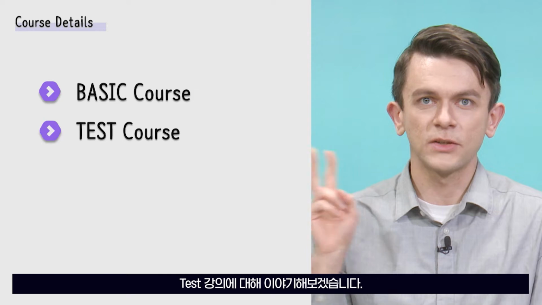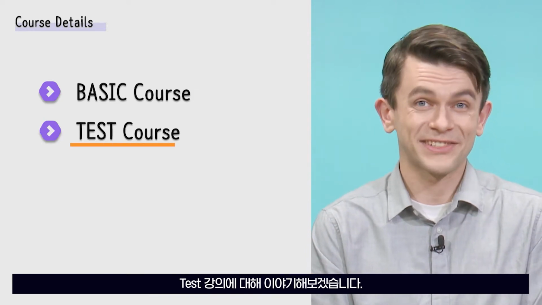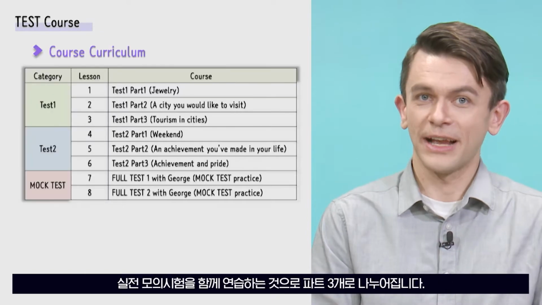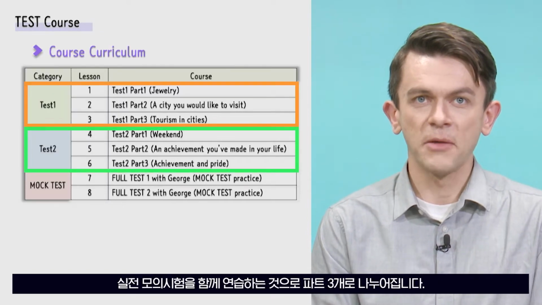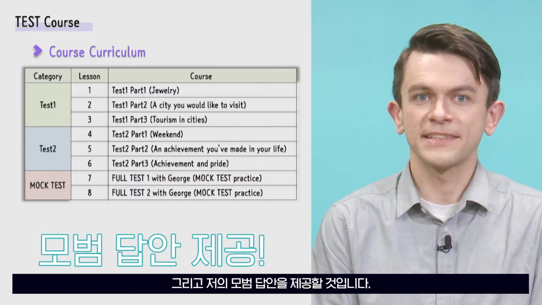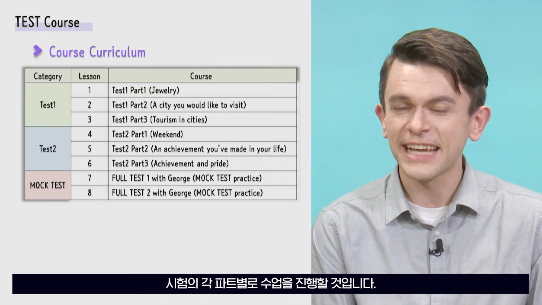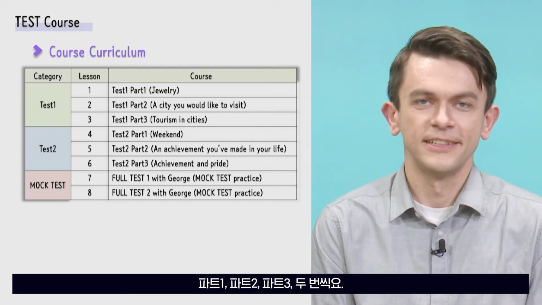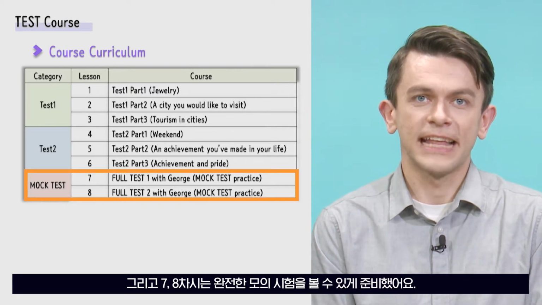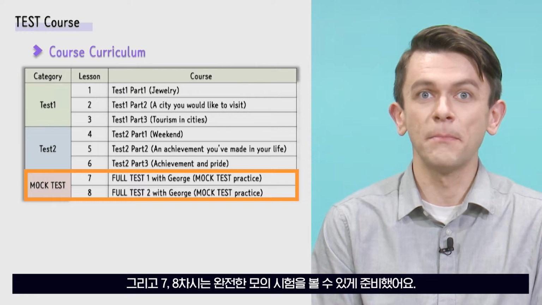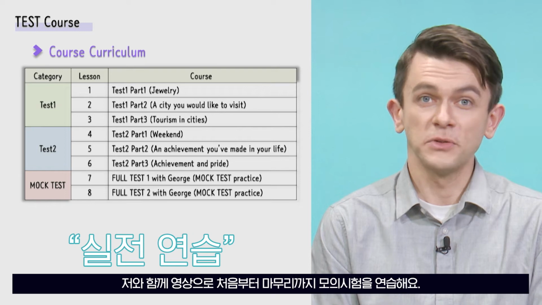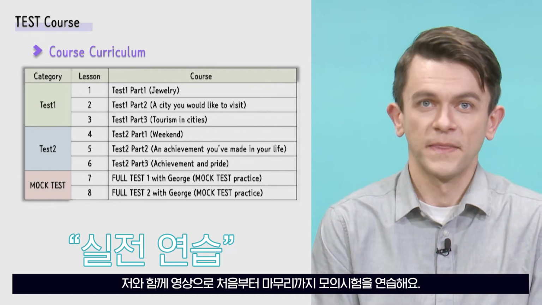Let's talk about the second course that we have, which is our test course. So here's where we really start looking at the test in detail, doing examples. So again, this is broken into sort of three parts really. Two practice mock tests that we're going to do together, and I'll give you my model answers. So we'll do a lesson for each part of a test: part 1, part 2, part 3, times 2. And then we're also going to have lessons 7 and 8, which will be full mock tests, with a student and me doing a full test, so you can watch the whole thing all the way through as an example.